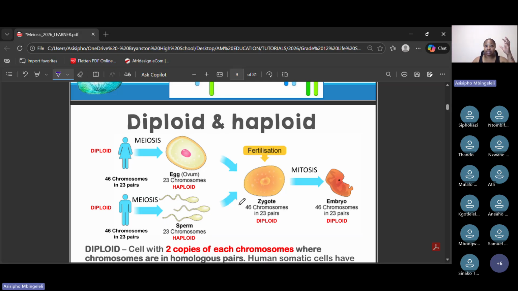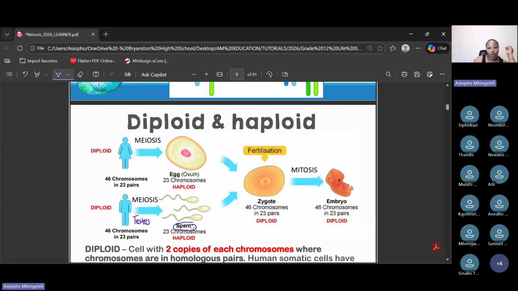So meiosis takes place in us animals. Meiosis will take place in the gonads in order to form sex cells and egg cells. Meaning in males, meiosis will take place in the testes. So in males, this is a male. In the testes cells, this is where meiosis is going to take place in order to form a sperm cell.